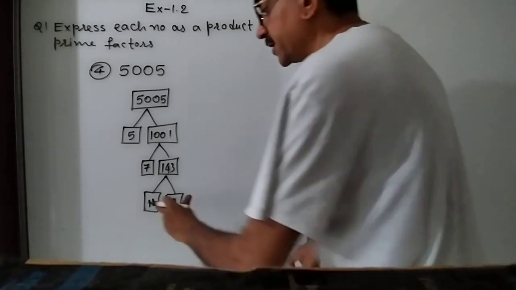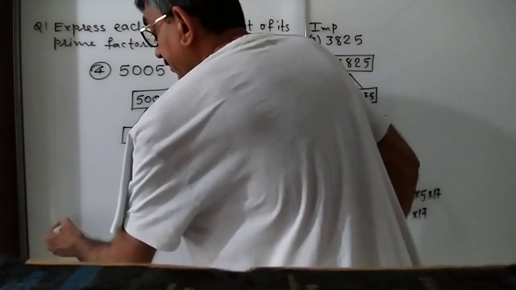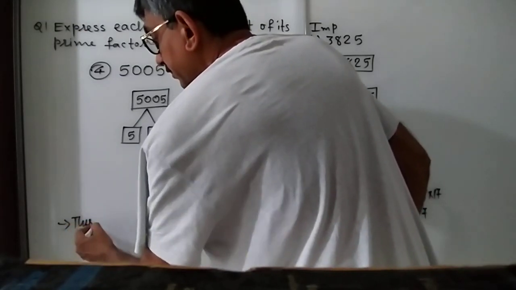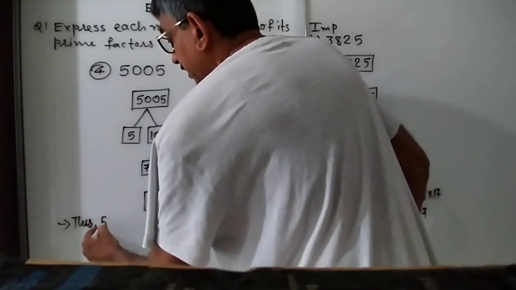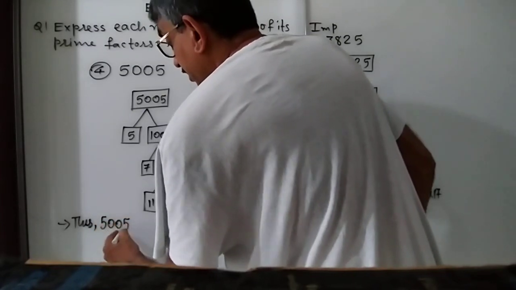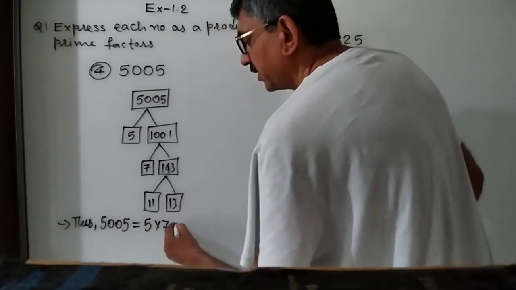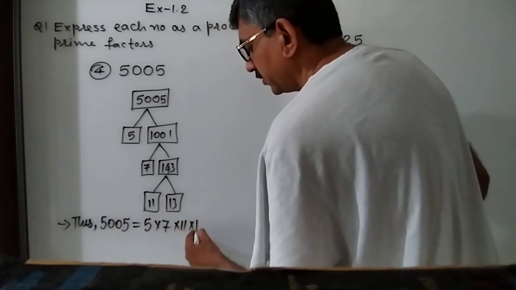Now this pair is a pair of prime numbers. Thus, 5 0 0 1, very beautiful number, no? 5 into 7 into 11 into 13.